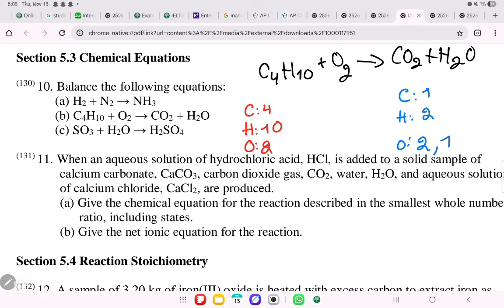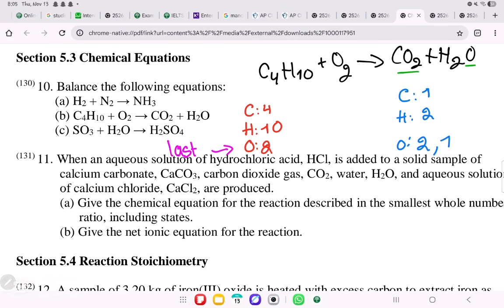Why do I do 2, 1? Because I have it split into here and here. I have 2 oxygen in CO2 and 1 oxygen in H2O. So it's important to split it up. Okay? Now, because oxygen is split up, we will leave it for the last thing. And we're left with what? We're left with H10, H2, C4, C1.